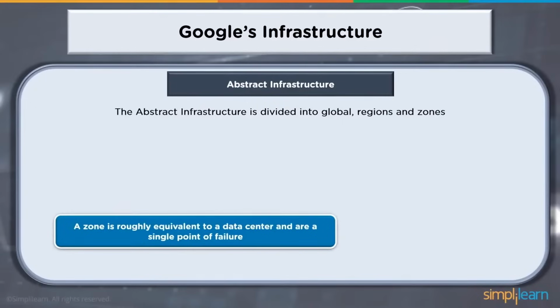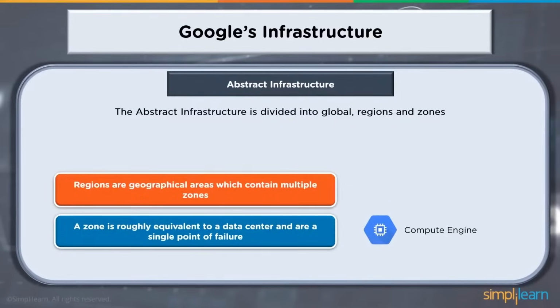When we talk about zone, a zone is roughly equivalent to a data center and a single point of failure. So you could say Compute Engine is a zonal resource within a zone. You have regions, which are geographical areas that contain multiple zones. So you could have a region for US Central or Europe Central, Europe West, and so on. And within a region, you would have one or multiple zones, and zones basically allow high availability of resources.